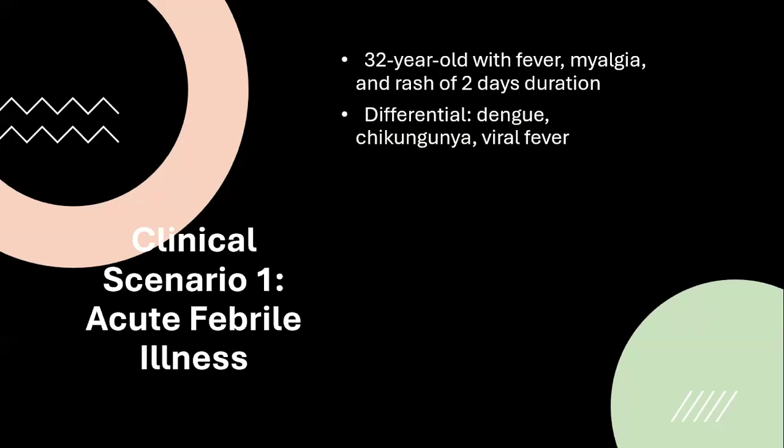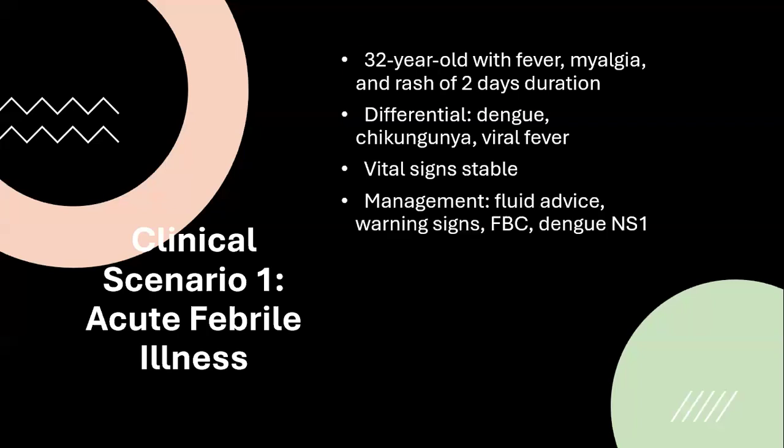So differentials nowadays, of course, you have chikungunya as well, in addition to common viral fevers and dengue fever. So you have to see whether the patient's vital signs are stable after taking a history and after examination. If they are stable, then as you say, you advise regarding fluid and safety net the patient regarding warning signs before sending the patient. Ask the patient to do a full blood count, dengue and S1. And you're going to manage this patient at home with daily review. So probably that is what you are going to do, right?